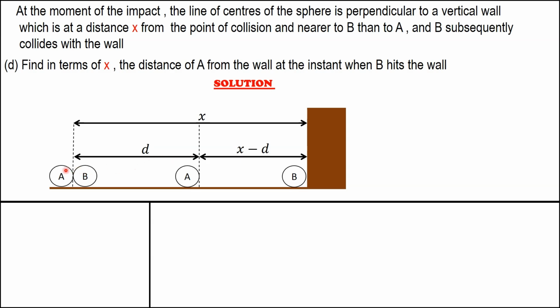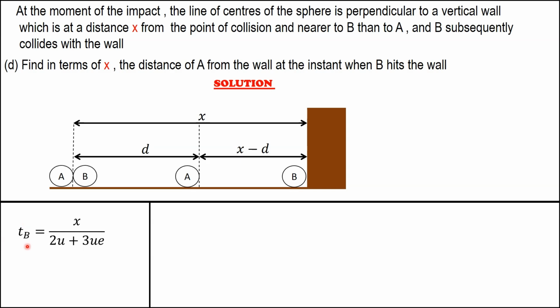So we are going to get the time taken by sphere B to reach the wall, and we are also going to get the time taken by sphere A to cover this distance D, and we are going to equate those two times, from which we are going to obtain the expression of D. And once we have D, we are therefore going to be able to obtain this difference, that is x minus D simply.